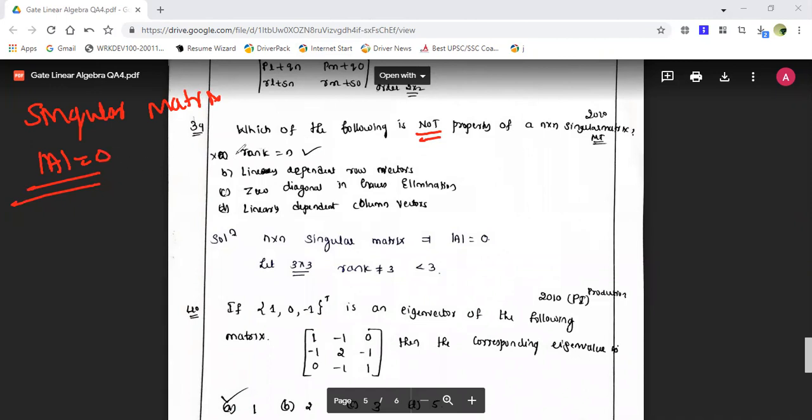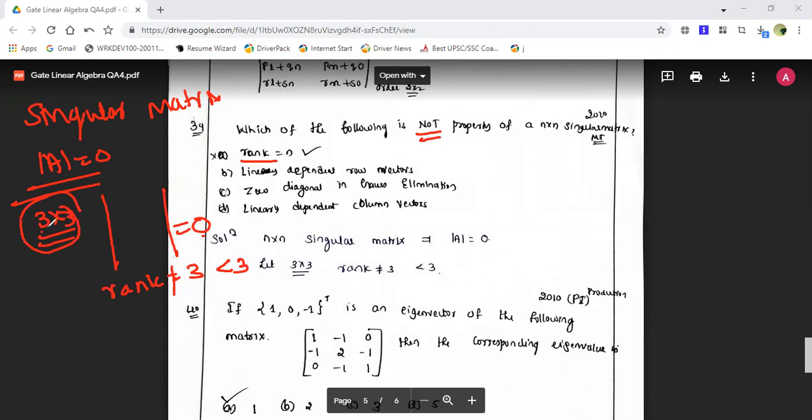Now, first property, let's understand what this is. They're saying that the rank is equal to n. So for example, if I take a 3 cross 3 matrix, and it is a singular matrix, it means definitely its determinant has to be equal to 0. If its determinant is equal to 0, then do you think the rank will be equal to 3? It cannot be 3. It should be less than 3, because its determinant is equal to 0 since it is a singular matrix. Therefore, rank cannot be equal to 3.